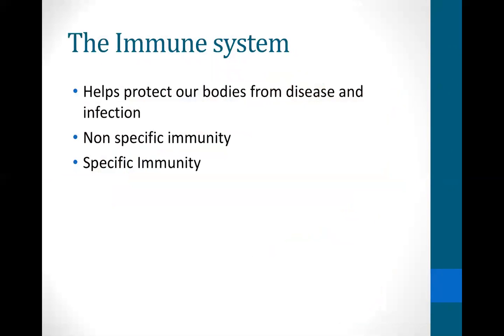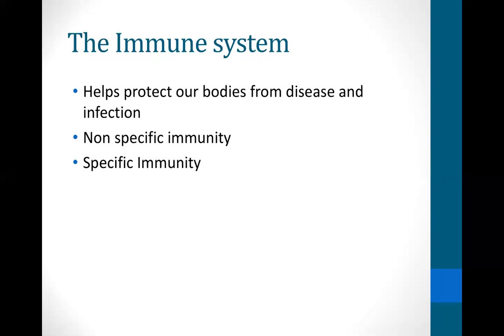The immune system. I think you have all heard of your immune system, but the immune system helps protect us from disease and infection. There are two types of immunity: non-specific and specific immunity. Non-specific immunity is considered innate immunity because these are immune functions that we're born with, such as chemical and physical barriers.